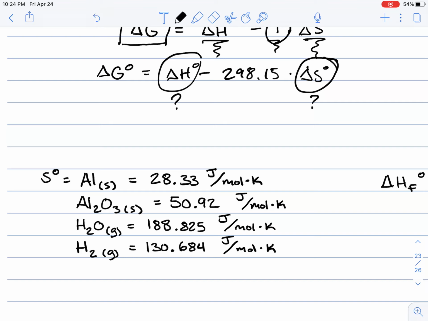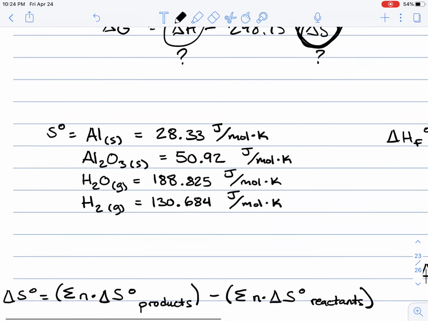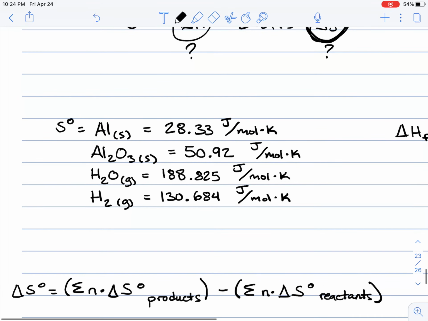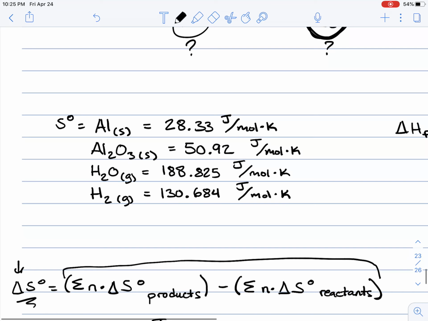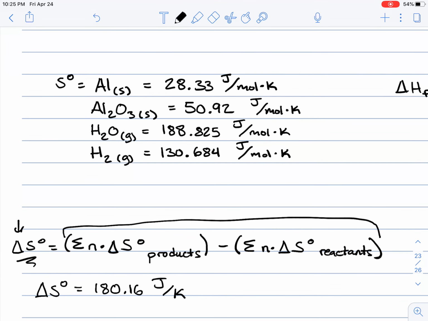Now, to figure out the change in your standard entropy, I apologize, you guys are going to apply a version of Hess's Law where the change in standard entropy is equal to this whole stuff. Okay. And we did a few examples of that in a previous lecture video. Actually, we already calculated this in a previous lecture video, and the final answer was 180.16 joules per Kelvin.